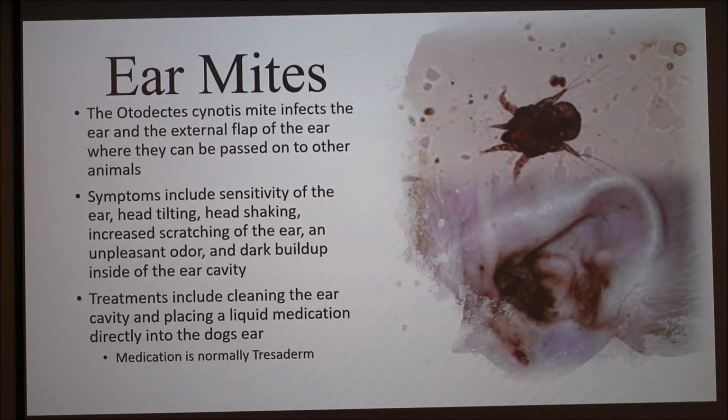Ear mites, or Otodectes cynotis mites, infect the ear and the external flap of the ear, and then they can be passed on to other animals that way. Symptoms include sensitivity of the ear, head tilting, head shaking, increased scratching of the ear, an unpleasant odor, and that dark buildup inside of the ear cavity, which is what causes that unpleasant odor. Treatments include cleaning the ear cavity and placing a liquid medication directly into the dog's ears, and it's normally Tresaderm that veterinarians will give to combat this mite.